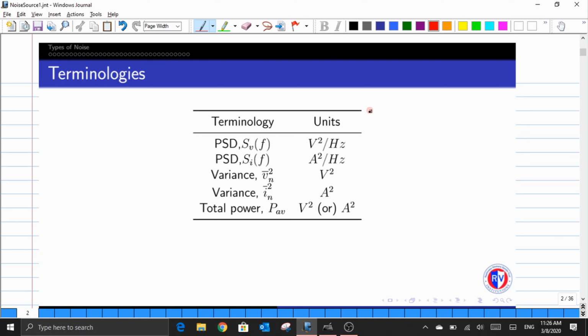As we know, if the random process is a voltage source, then its power spectral density is denoted by S sub V of f, and its unit is generally given as volt square per hertz. On the other hand, if the noise source is a current source, then its power spectral density is S sub I of f, and its unit is going to be ampere square per hertz. Now, both these quantities are specific to the frequency domain.